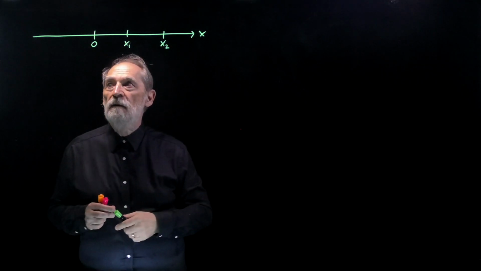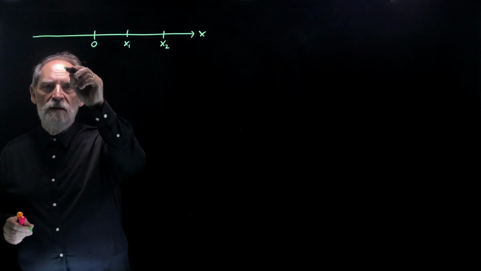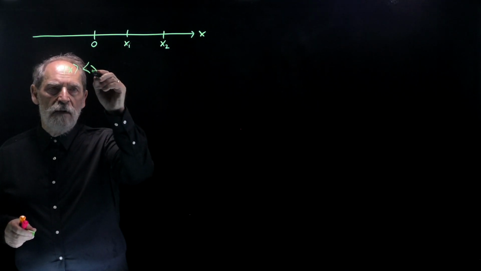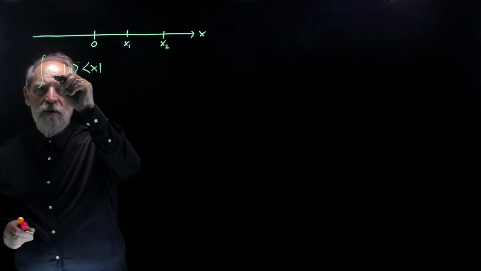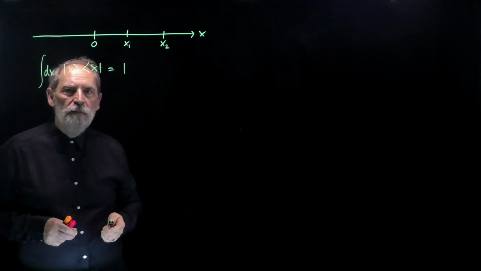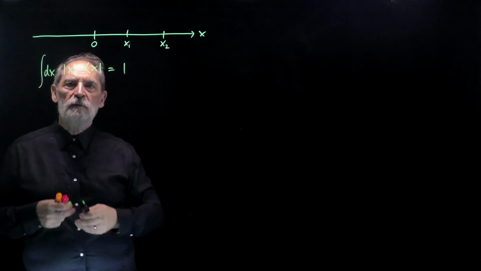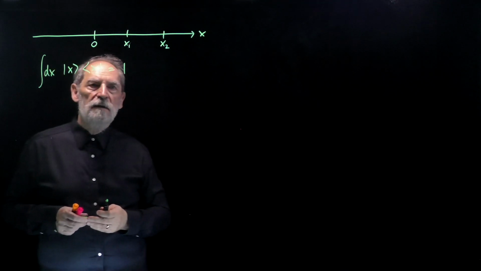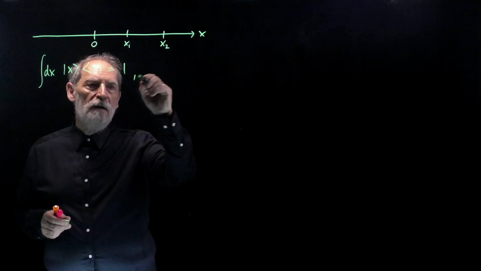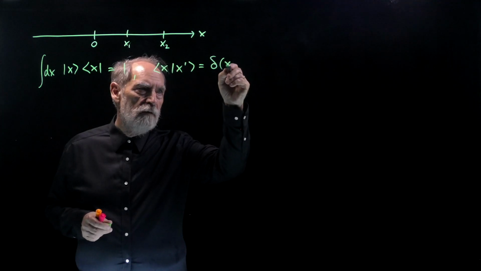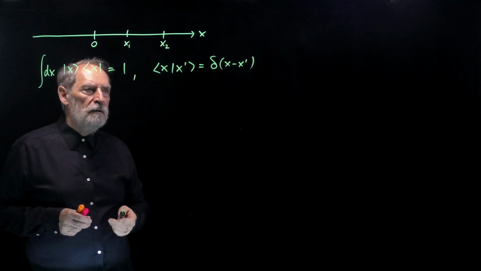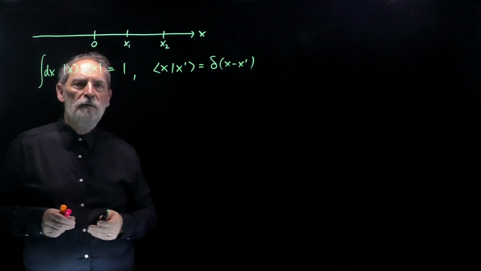So there is position x equals 0, x1, x2, and many more positions along the x-axis. We have introduced a set of kets and bras for each point on the axis, and we have a completeness relation where the sum of all of these ket-bras, which is now an integral over the variable x, is equal to 1. And we have an orthonormality relation which involves the Dirac delta function as discussed in the previous lecture.